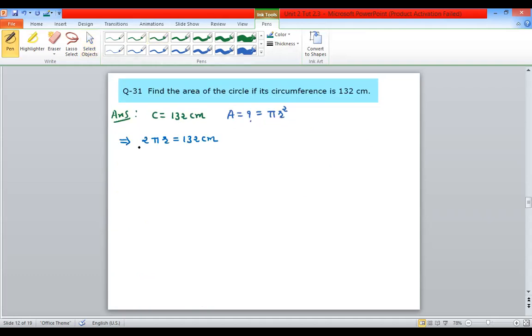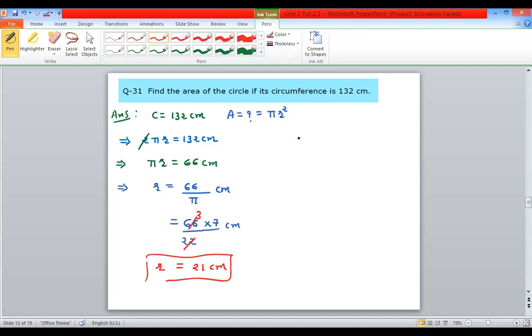So look here, the 2 and 2 cut. If I cut this 2, 132 divided by 2 is 66 centimeter. r is the subject and 66 divided by pi. Put the value of pi, it's 22 by 7. 7 into 3, cut it. It's 21 centimeter. So your radius is 21 centimeter.